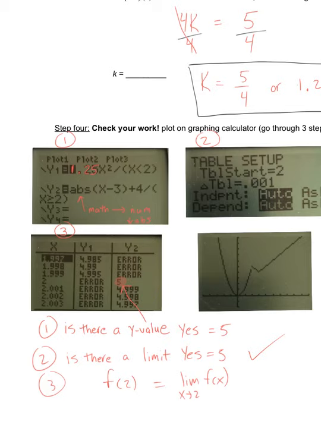Check. And then finally, of course, look at the graph. Here's a picture of the graph. If I put my vertical line through 2, hey, I can draw that graph without picking up my pencil. All right, great way to check your work.